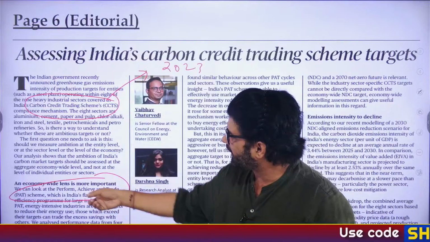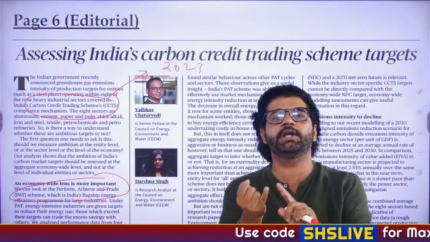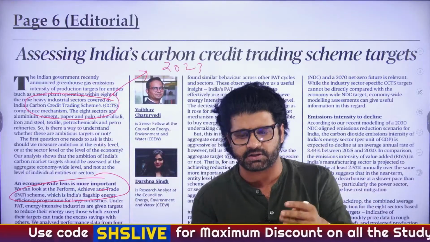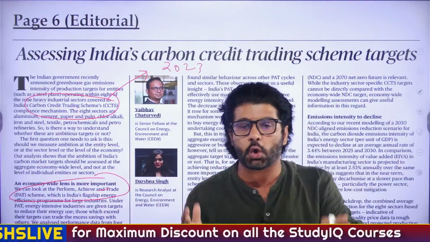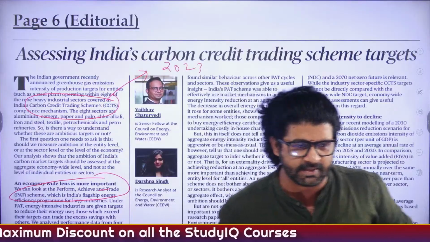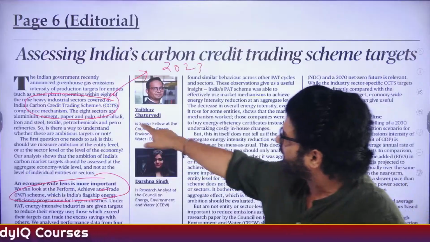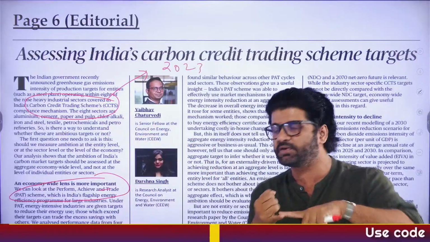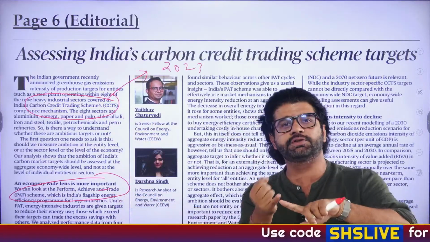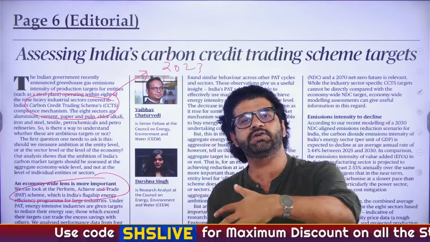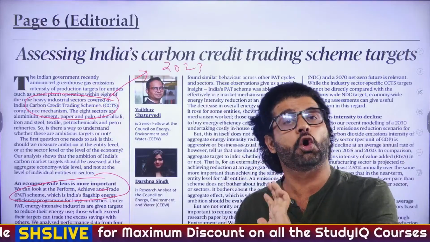Here they're talking about energy efficiency. In PAT, they talk about energy efficiency. In CCTS, they're talking about carbon efficiency. Energy efficiency is not equal to carbon efficiency. Please understand this. The sooner you understand, the better it is for you. Let me recap again. CCTS focuses on carbon efficiency and PAT focuses on energy efficiency. Sometimes, in most of the cases, energy efficiency leads to carbon efficiency, but not always.